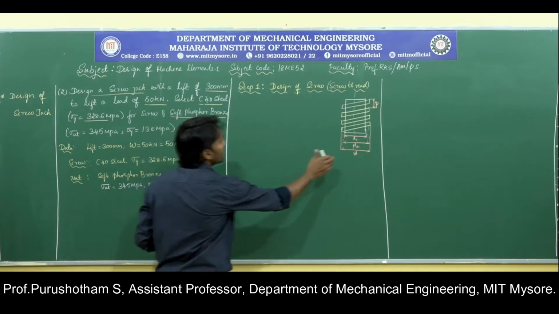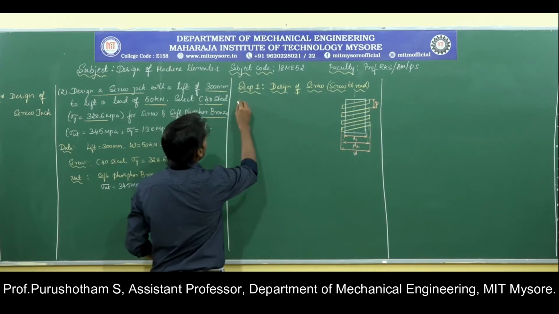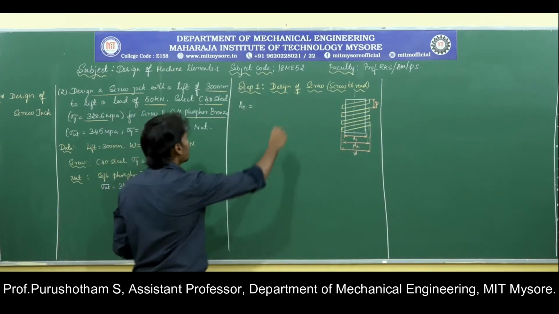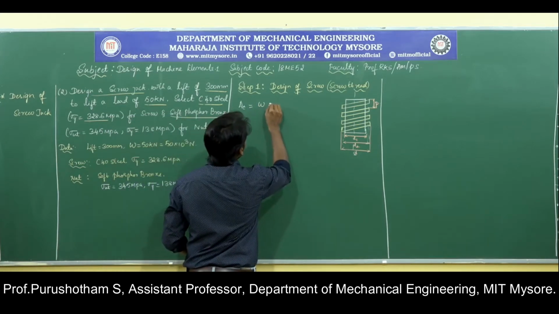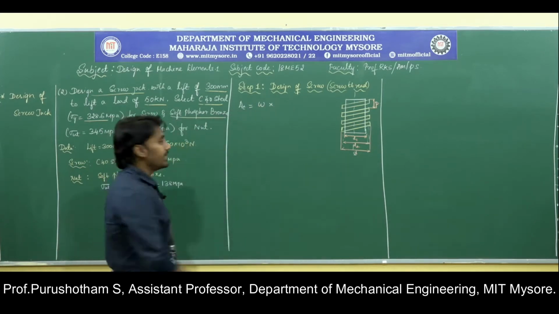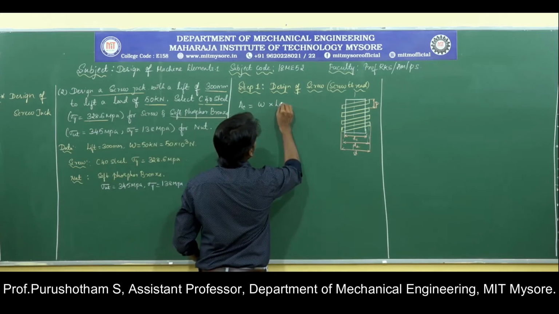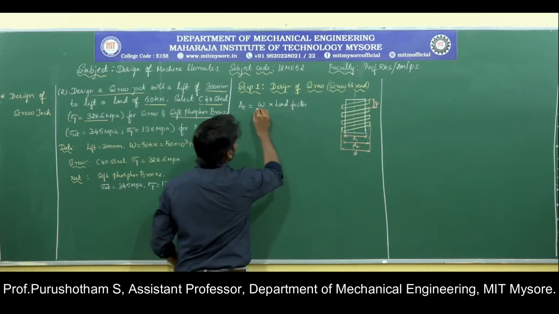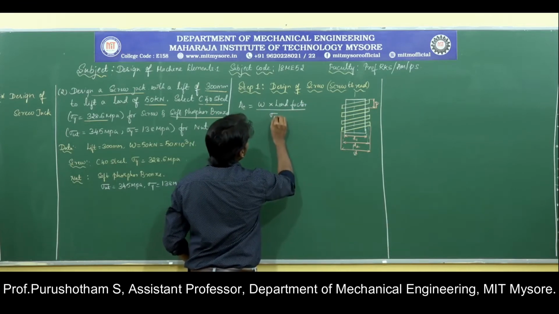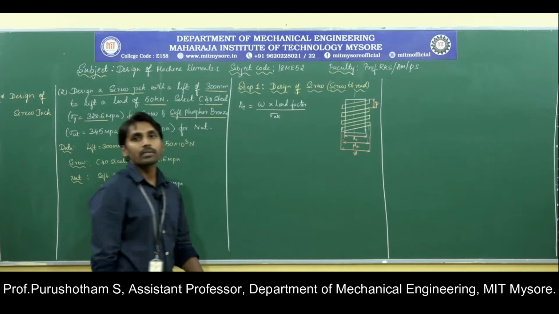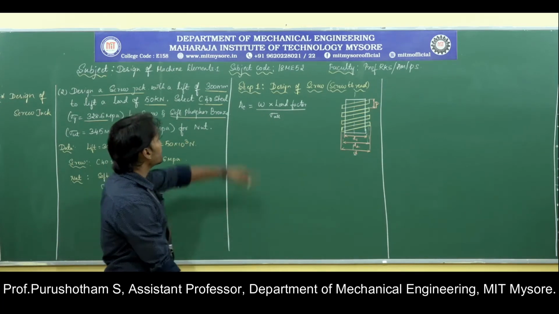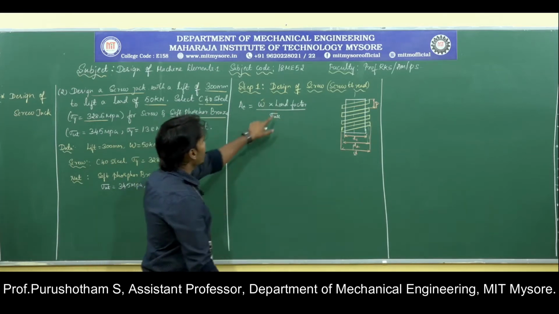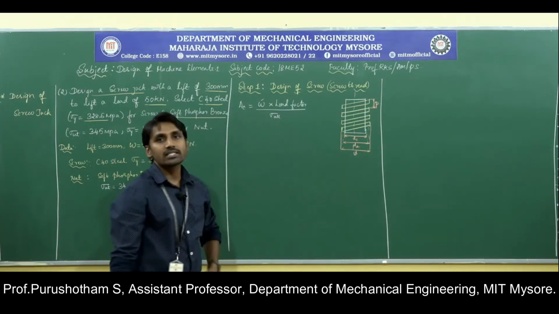Now, to find out these things, I need the core area of the screw thread, which is given by the load to be lifted into the load factor divided by the allowable stress, that is sigma allowable or permissible stress. In this equation I know the value of W, but the load factor and sigma allowable are not known.